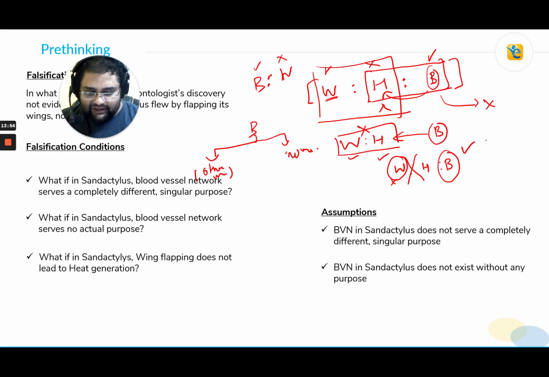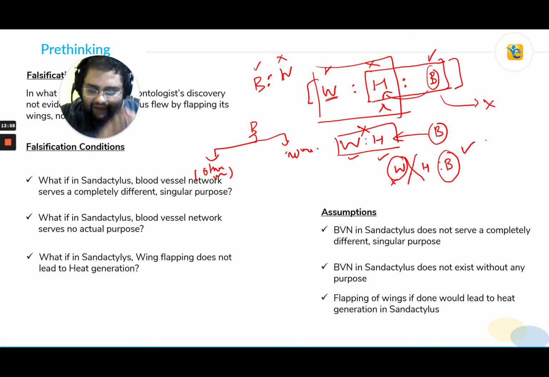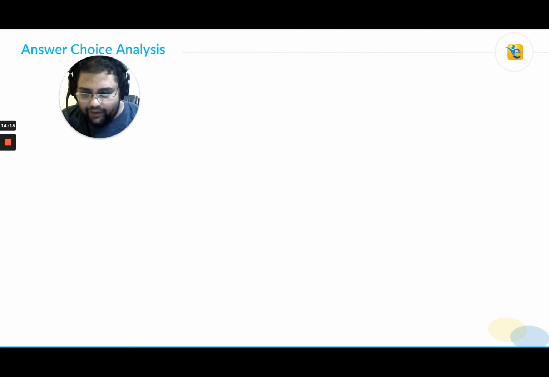The third assumption is related to the other linkage, that is, flapping of wings should be leading to heat generation in Sandactylus just the way it's leading to heat generation in bats. If flapping of wings is not at all leading to heat generation, yet again this conclusion breaks down. So that's a third assumption that you have for this particular question. If this is clear, now we can move to answer choice analysis.